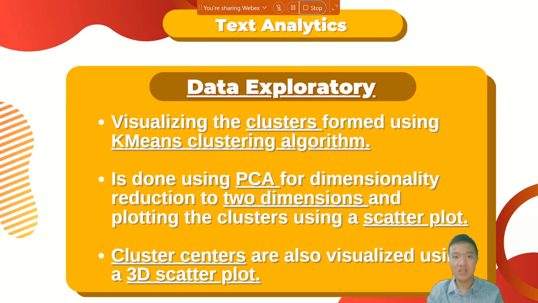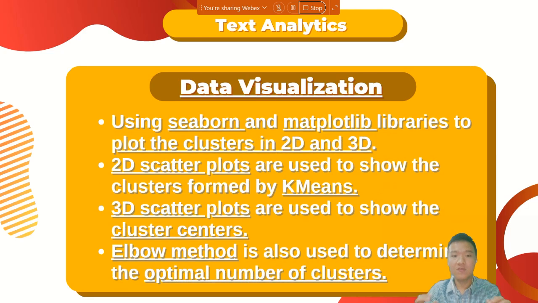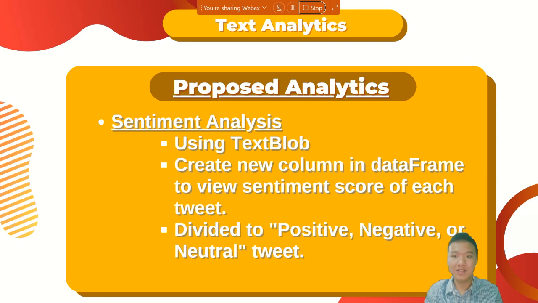Cluster centers are also visualized using a 3D scatter plot. For my data visualization, I am using the Seaborn and Matplotlib libraries to plot the clusters in 2D and 3D: a 2D scatter plot for the k-means, and a 3D scatter plot for the cluster centers. And I've used the elbow method to determine the optimal number of clusters. For the last part, the proposed analytic, I have proposed sentiment analysis using TextBlob and created a new column in my data frame, which is the sentiment for each tweet, positive, negative, or neutral. I have also summarized the positive, negative, and neutral tweet sentiment analysis in a graph.